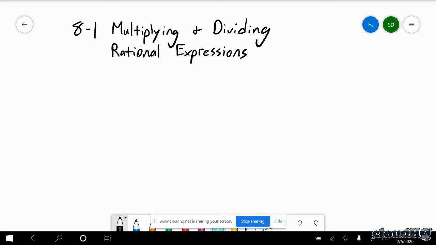Rational expressions. You should associate the word rational with fractions. So we are dealing with fractions. They will be expressions, meaning they'll be in algebraic form. We'll have variables in there, x's, that sort of thing.